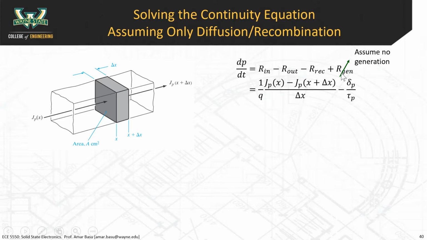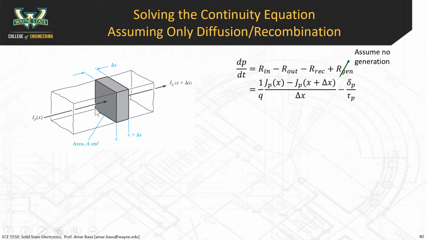So this is the key part of the equation that allows us to come to a differential equation. This difference in current, so there's the current going in and then the current going out. The current going in is Jp of x, the current going out is Jp of x plus delta x. And you notice how we divided by the delta x here. This term here looks very much like a derivative term in mathematics.